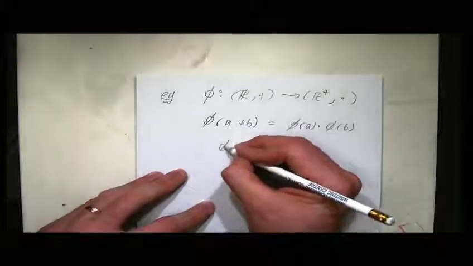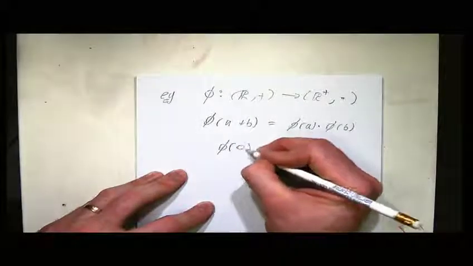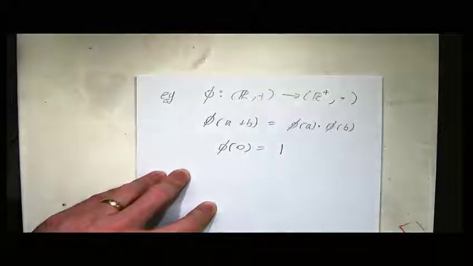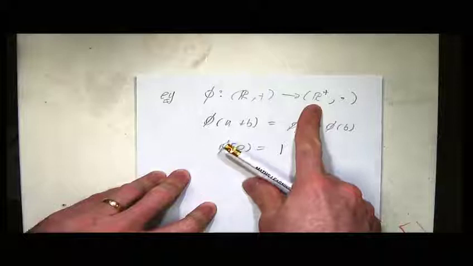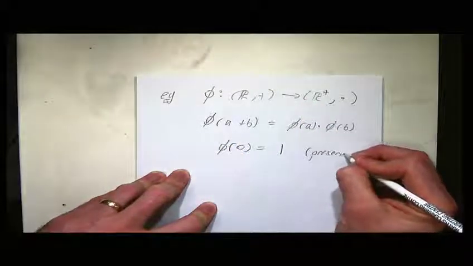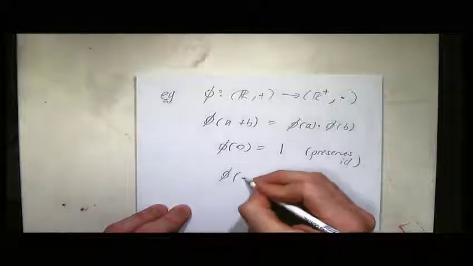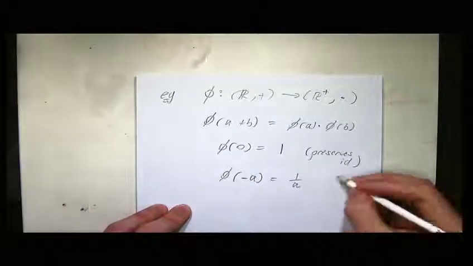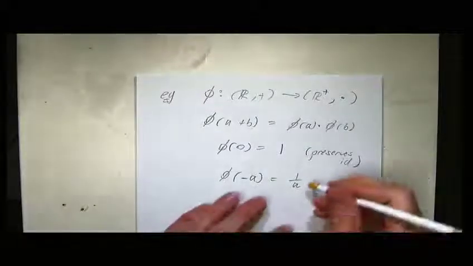I can't give you any better advice than that, except that there are a few other things you can know. You know that the identity before has to be the identity after. Phi of 0 has to be 1, because the identity here is 0 and the identity here is 1. So it preserves identity. And it also preserves inverses, because it preserves the entire group structure. So I also know that phi of minus A will be 1 over A, because that's A inverse, right? Because inverses here are negatives and inverses here are inverses.